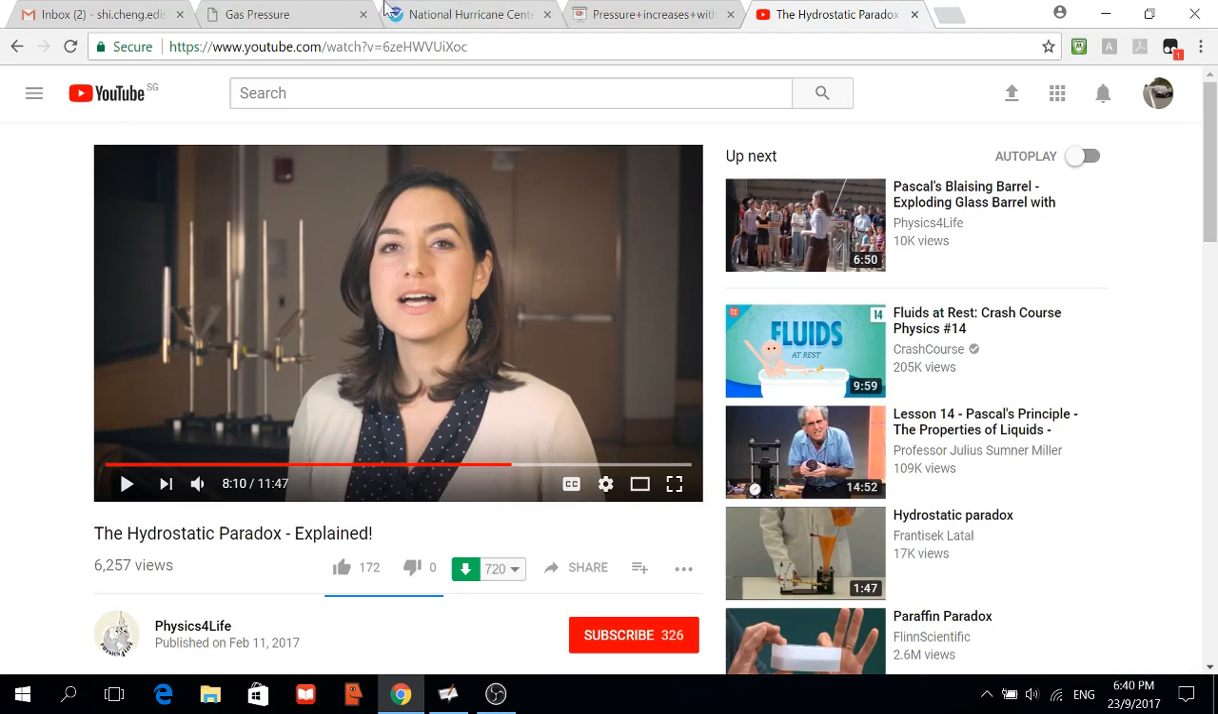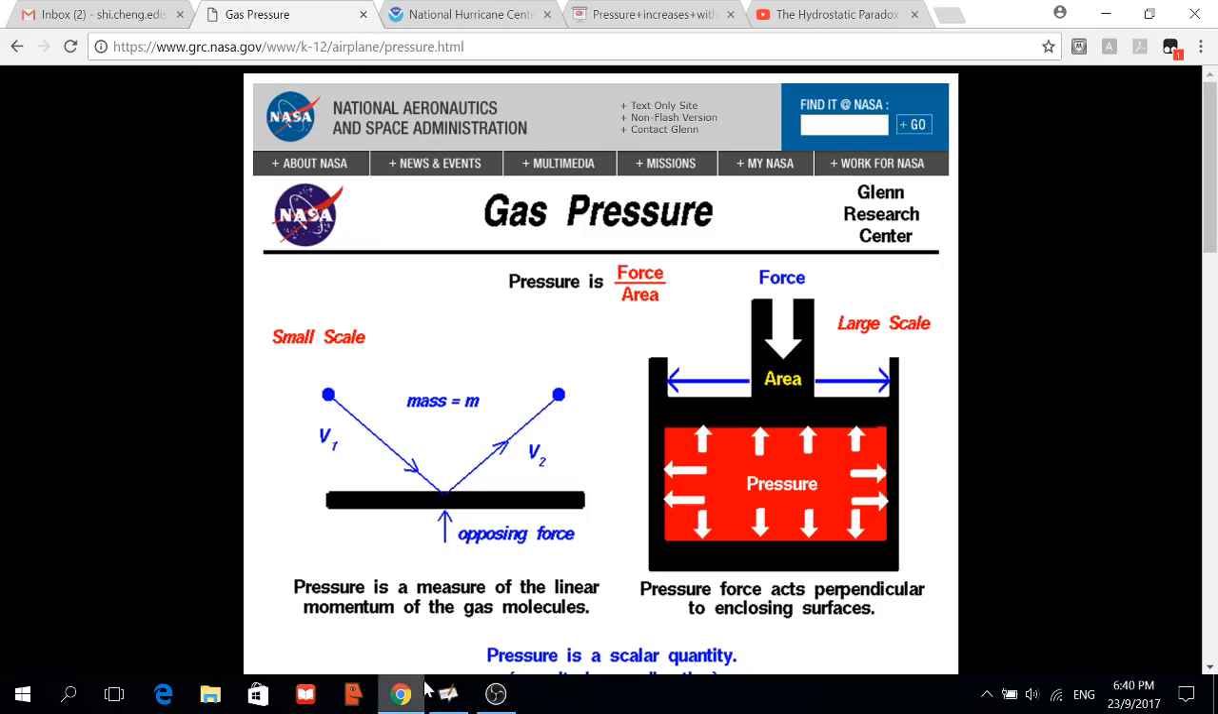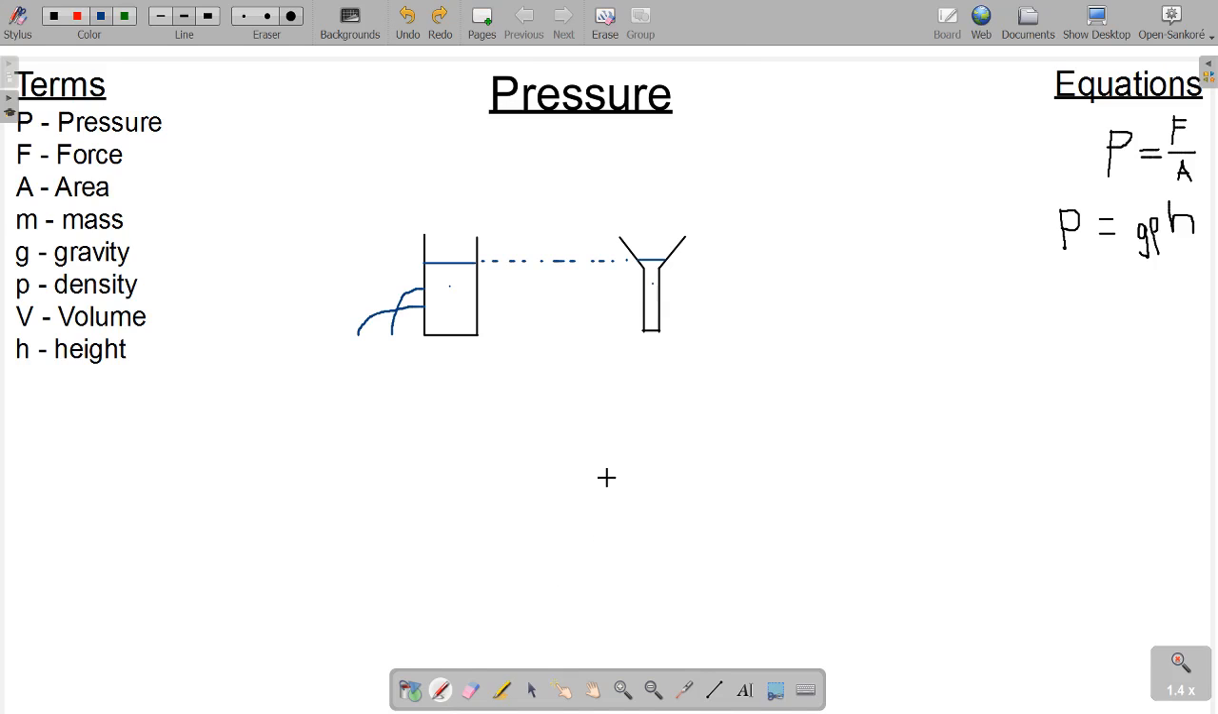Okay, so basically, that is the explanation for Pascal's second law, which is pressure does not depend on the shape or size of the container. So let me go into further detail.